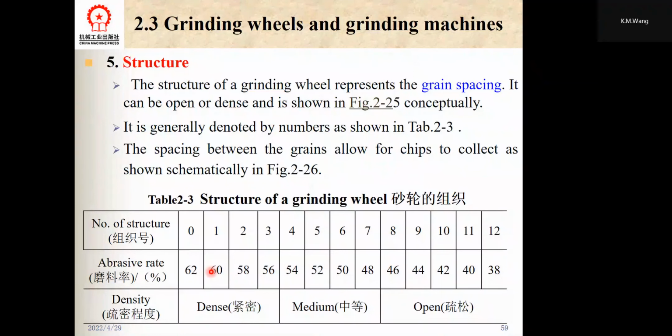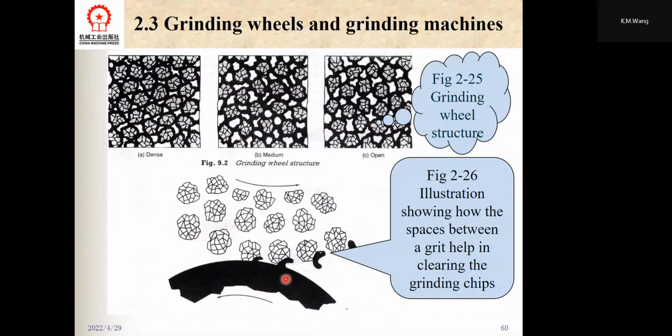Structure numbers 0 to 3 have a high abrasive rate, and the density is dense. Structure 4 to 7 has a medium density, and structure 8 to 12 is open. The space between the grains allows the chips to be cleared, as shown in this picture. This shows how the space between the grains helps clear the grinding chips.